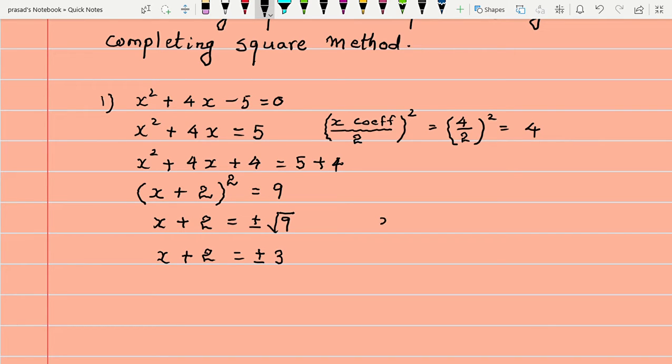That means x plus 2 is equal to 3 or x plus 2 is equal to negative 3, which is x is equal to 3 minus 2, 1, or x is equal to minus 3 minus 2, that is negative 5. So these are the two solutions.